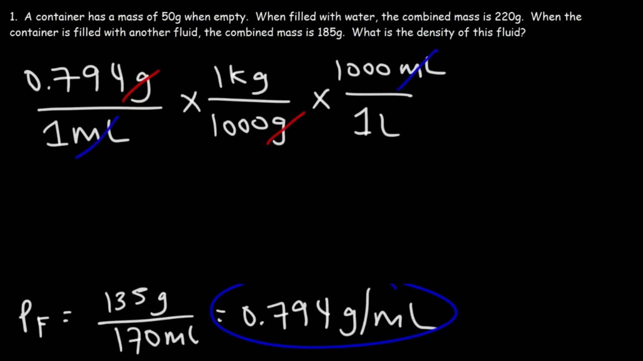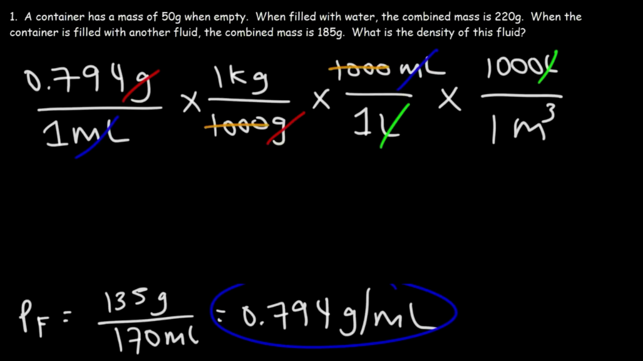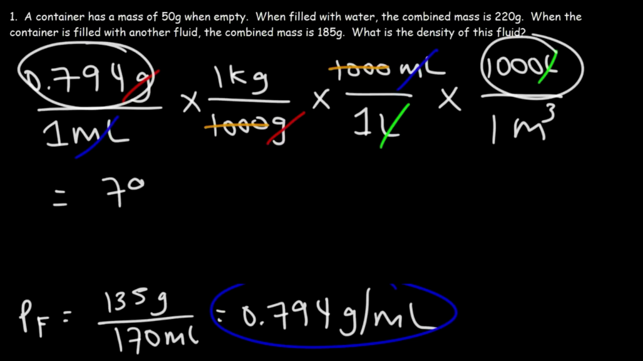Now what is the conversion between liters and cubic meters? Both are units of volume. You need to know that 1,000 liters is 1 cubic meter. And you can also cancel these numbers. 1,000 divided by 1,000 is just 1. So it's simply 0.794 times 1,000, which is 794 kilograms per cubic meter.